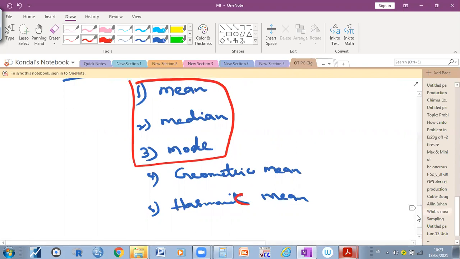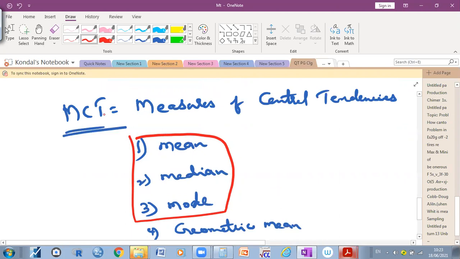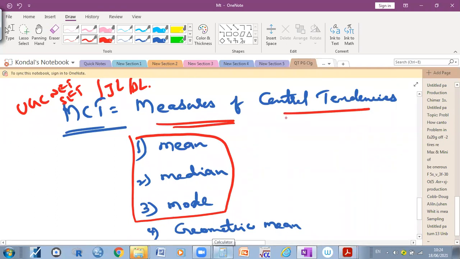So what are the measures of central tendency? This kind of question may also be asked in the UGC NET or SET exams, and other JL or DL exams. They may ask the question: mean, median, or standard deviation. It means 1, 2, 3. Nothing but they may give mean, median, mode, geometric mean, harmonic mean. These are the measures of central tendencies.